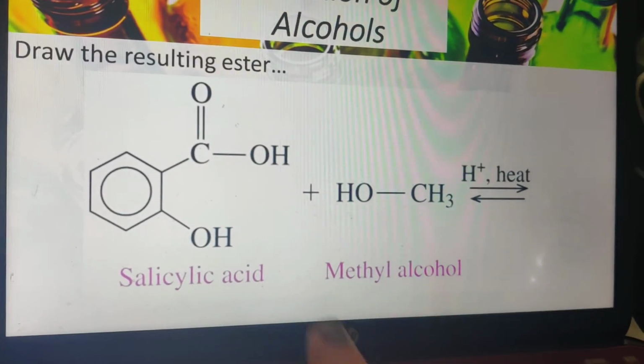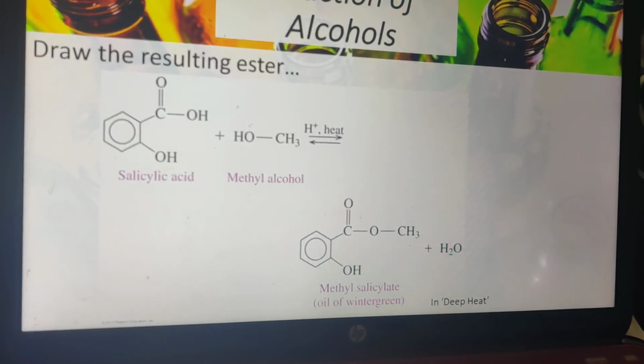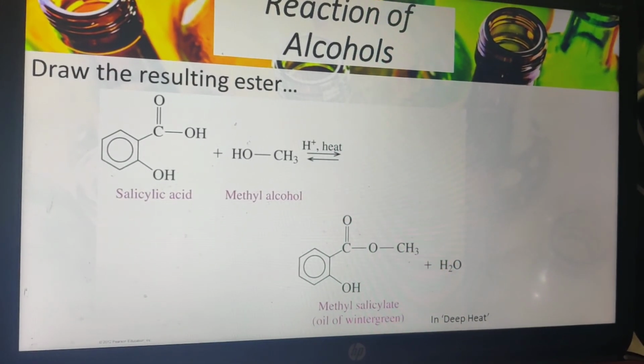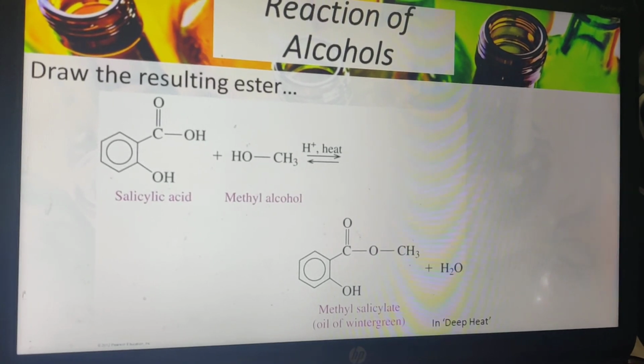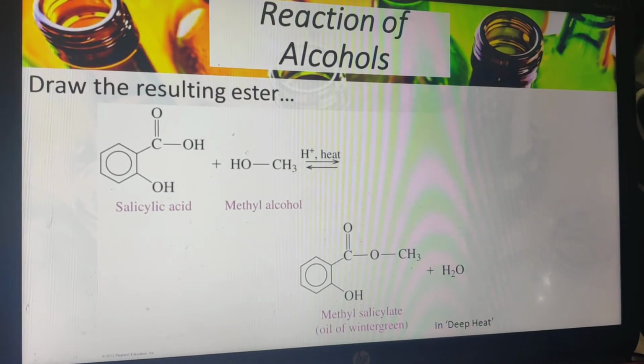So same again there. Lose the OH, lose the H. That one we actually make in the lesson as well because that smells quite recognisable. Oil of wintergreen is a chemical that you get in things like deep heat. It's that quite medicinal type smell. And that's it. I've made it.